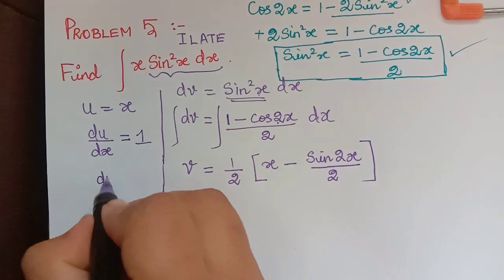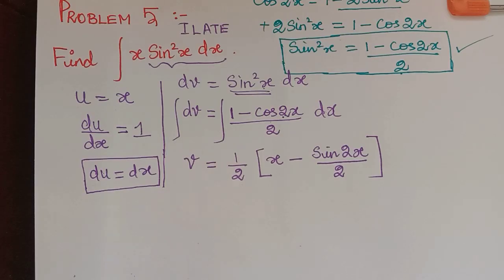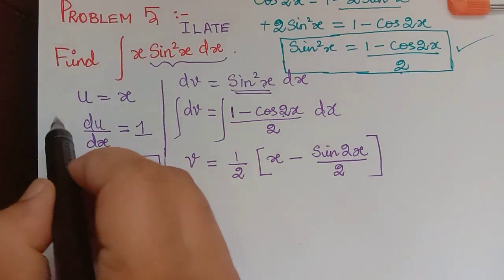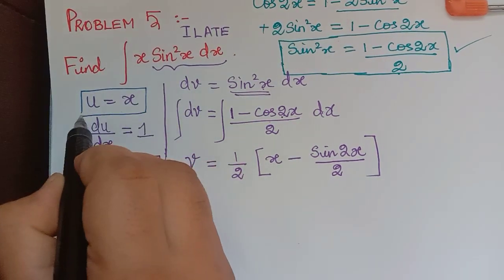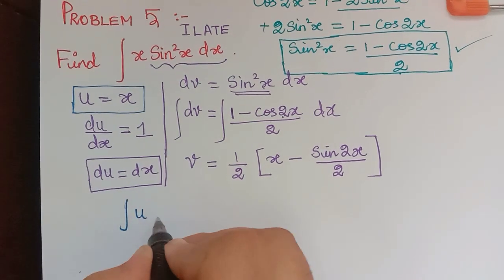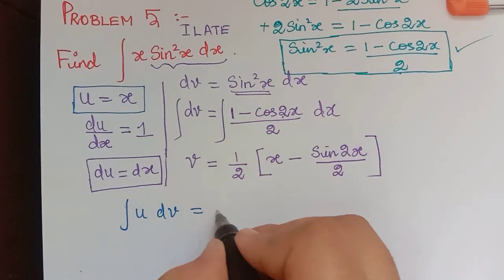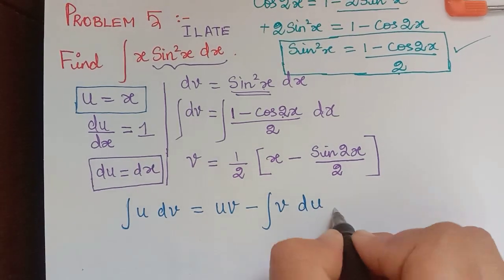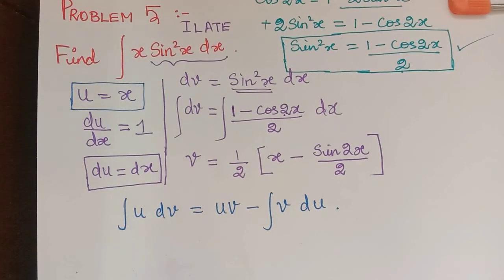And from this we obtain du equal to dx. So now we have du equal to dx. Now we shall apply all this in the formula, that is, integral u dv is equal to uv minus integral v du. So now we shall apply this formula.